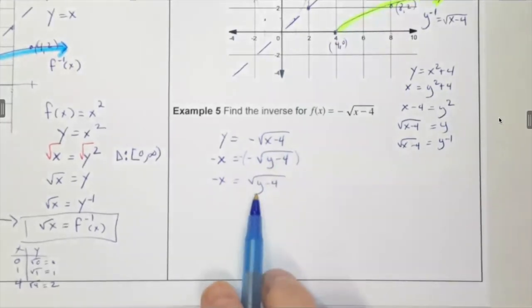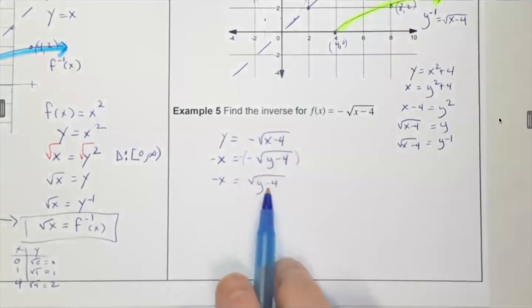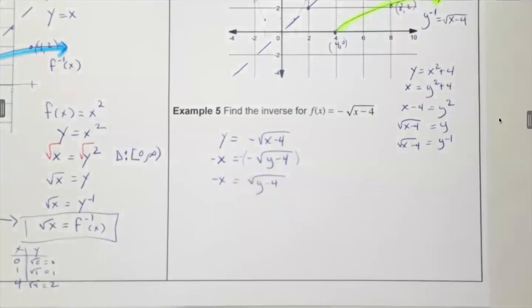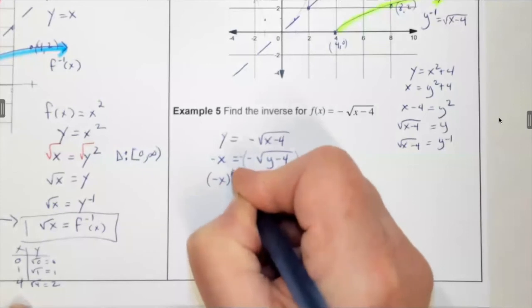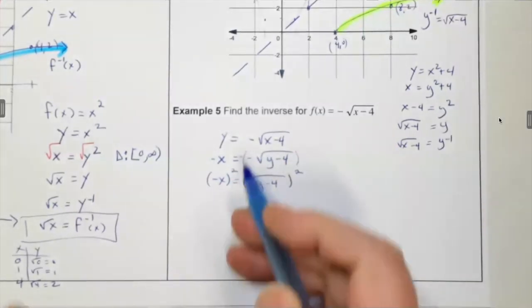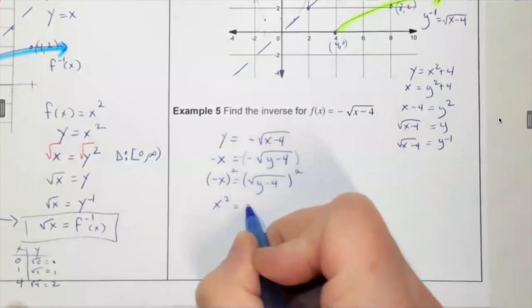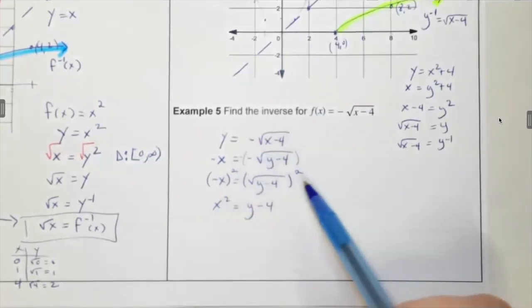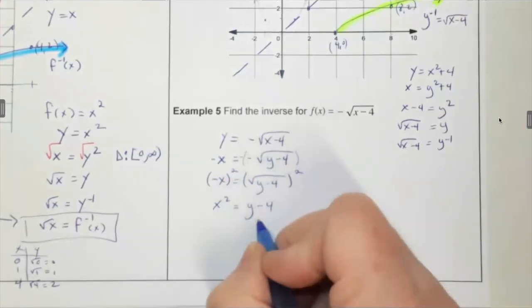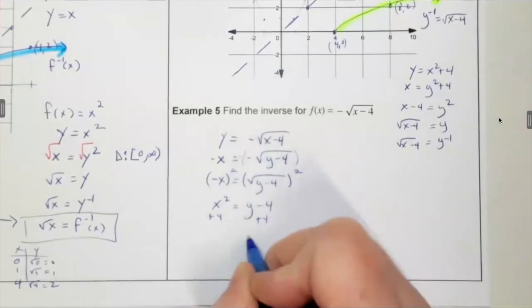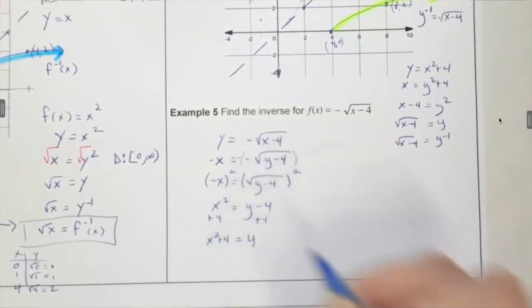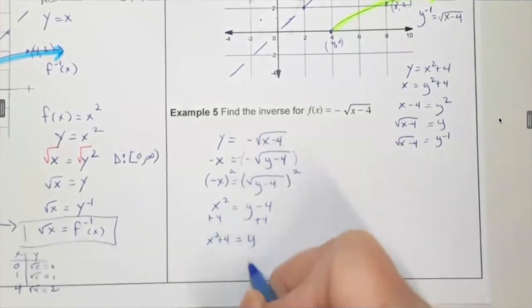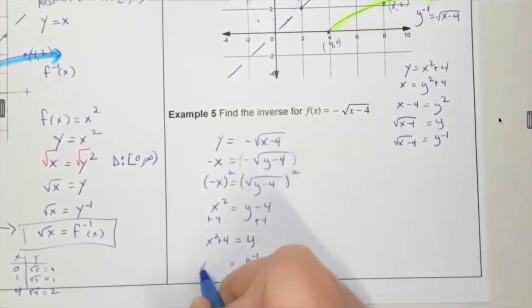I'm solving for y. I can't undo the subtraction because it's in the radicand. I need to undo the radical. What is the opposite of square rooting? That would be squaring. Negative x times negative x is x squared equals y minus 4. A square and a square root undo each other. Finish by adding 4 to both sides. And we find that y equals x squared plus 4. Y inverse equals x squared plus 4.